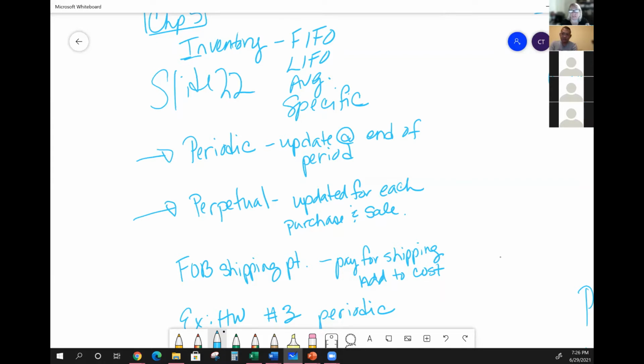Then I turn around and I make a purchase for another 500 that costs something different. Now I have 1,000 in stock and I sell 500 again. Well, I'm going to take the average again, and that average cost is going to be different than the first 500. And I'm going to do it that way.